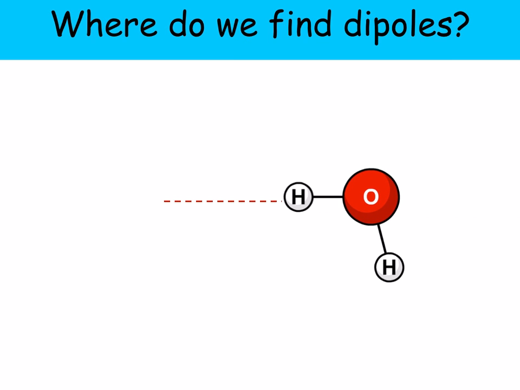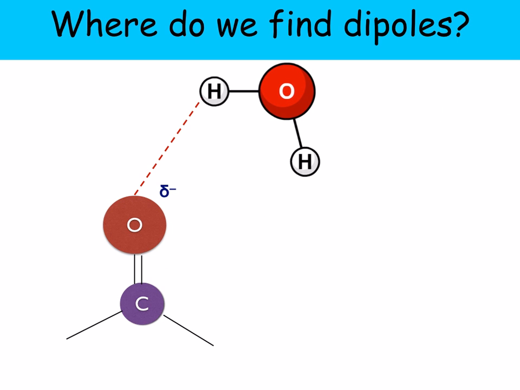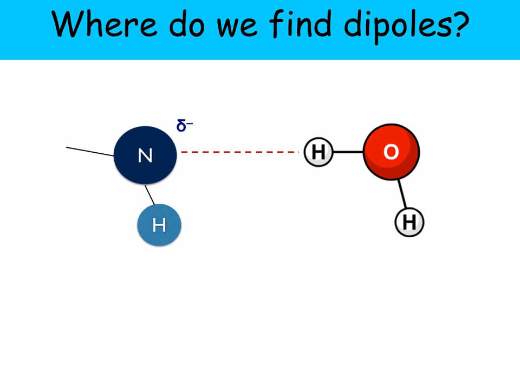Now there are other dipoles. You've got dipoles occurring where you find a big atom, for example, oxygen. So OH groups, we say, are dipoles. They are hydrophilic, so they're attracted to water. C double bond O groups are polar. NH groups are also polar.